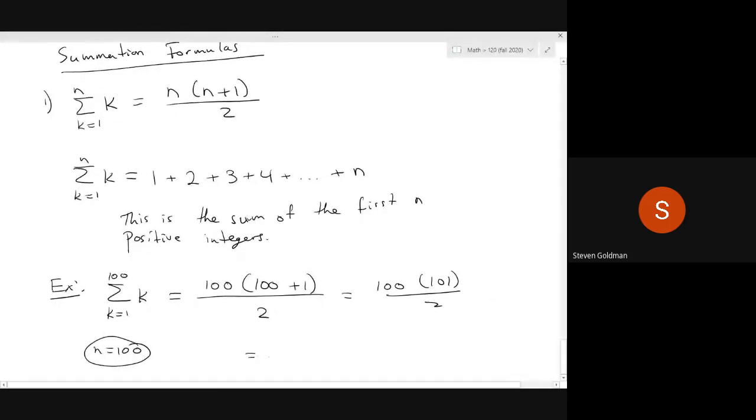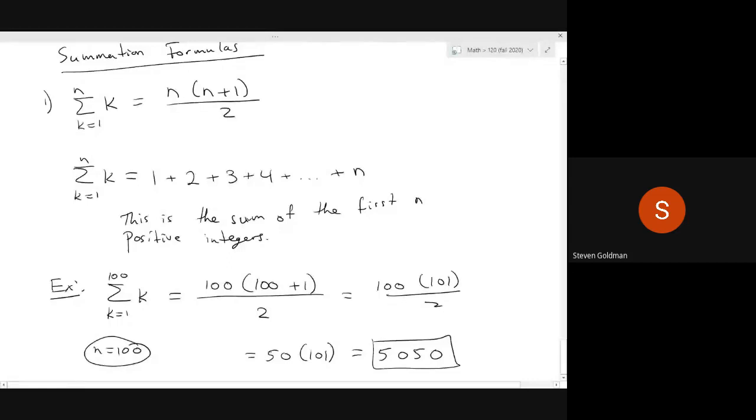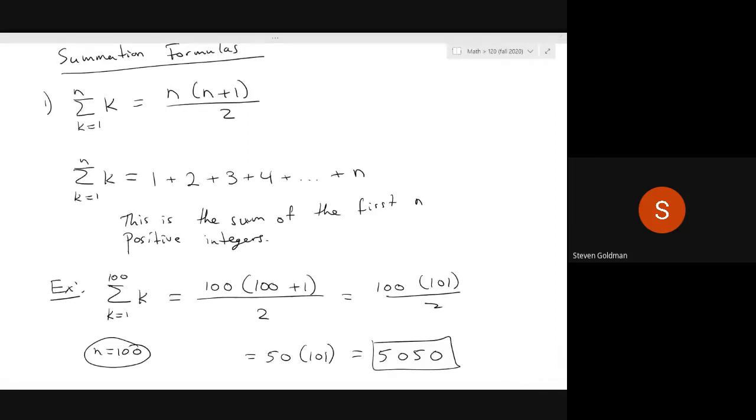100 over 2 is 50, so it's 50 times 101. Multiply that, you get 5,050. Okay, so this sum equals 5,050. I can figure it out relatively quickly. I don't have to sit there adding the numbers from 1 to 100.